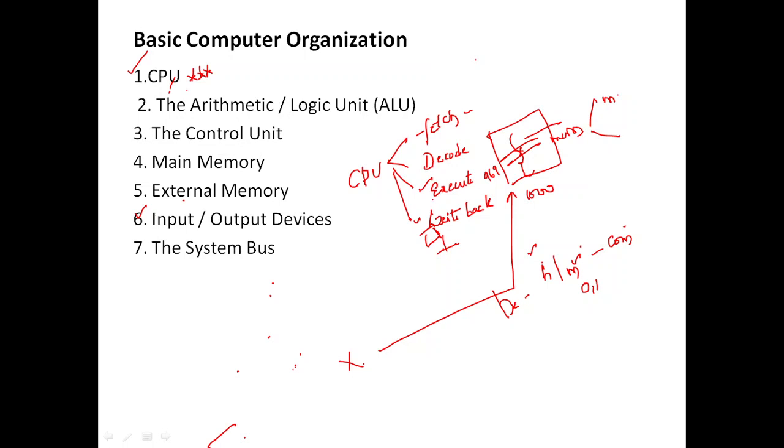Next, we are going to have different types of memory. Next we are going to study this memory unit. So what do you mean by memory? Memory is used for storing. For storing purposes we are going to use the memory. So what are the different types of memories we have? We have main memory and secondary memory.